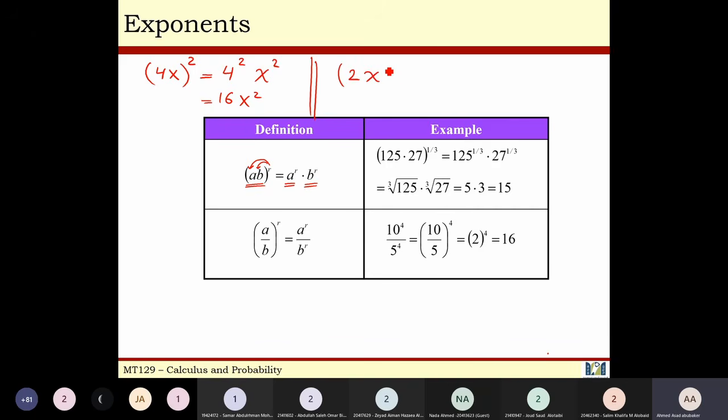Also, for example, if we have 2x to the power 3 all to the power 4, this means 2 to the power 4 multiply x to the power 3 to the power 4. So after simplifying, 2 to the power 4 is 16, and x to the power 3 to the power 4, multiply the exponents together. So we have x to the power 12.